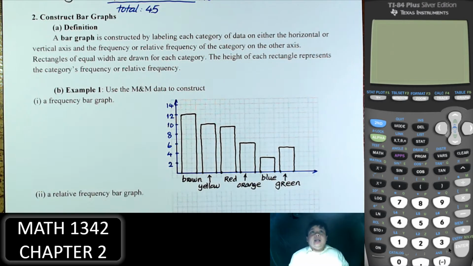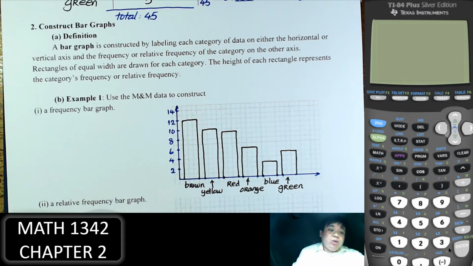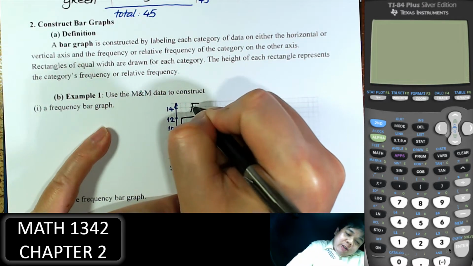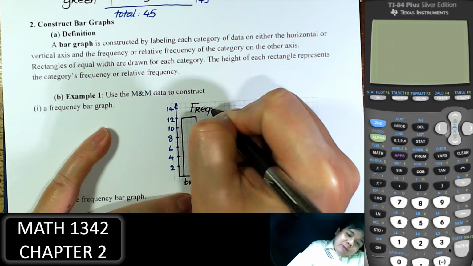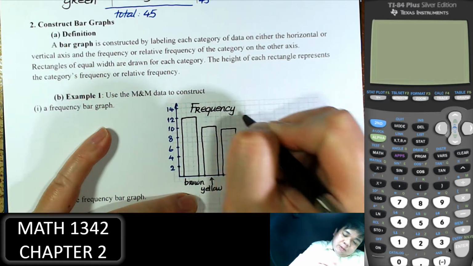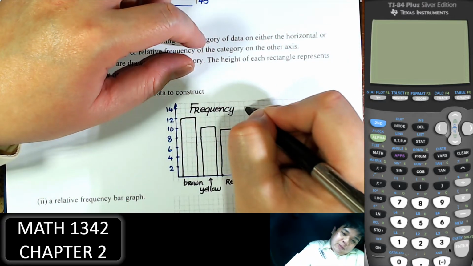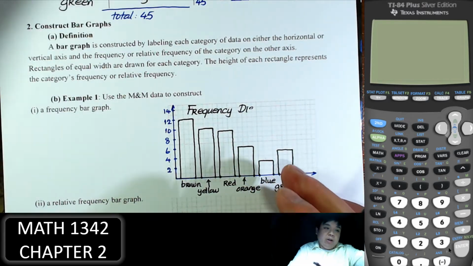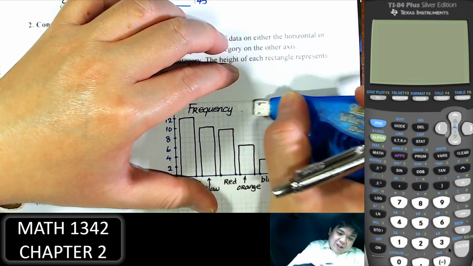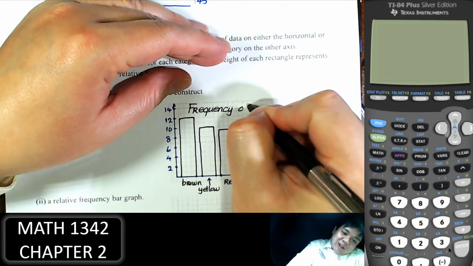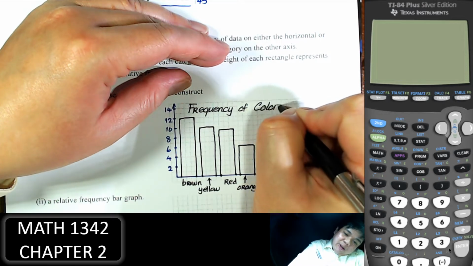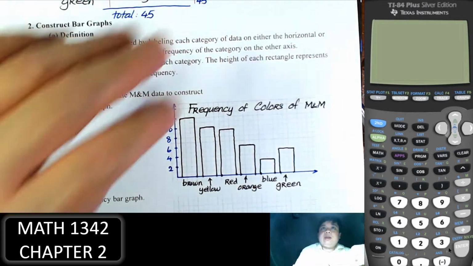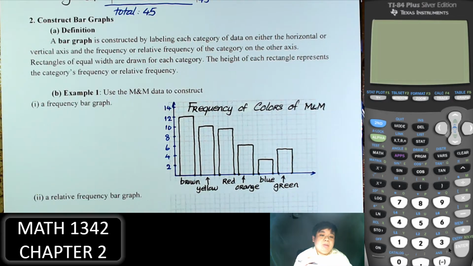Right. And as always, for any graph we should label them. So we say frequency distribution of colors. We should not say distribution because distribution refers to a table. So we say frequency of colors of M&M. Right. So that is the frequency bar graph.